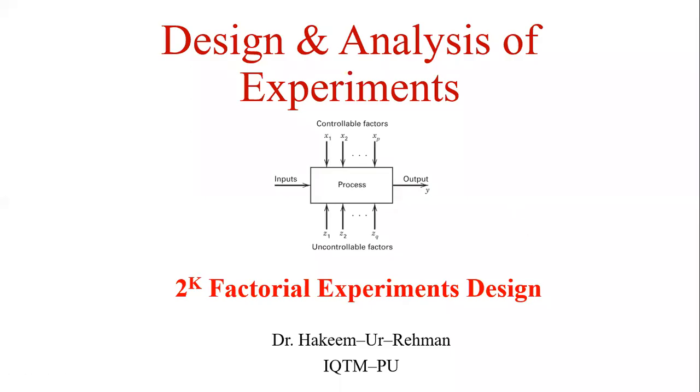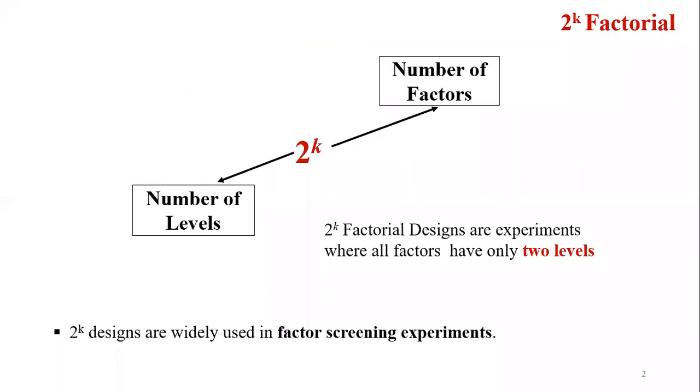Bismillahirrahmanirrahim. In this video, I'm going to talk about two-part K Factorial Design of Experiments. So this two-part K Factorial Design of Experiment means that we are going to conduct an experiment which has K number of factors and every factor has only two levels. This type of design of experiment is generally used to screen the different types of factors.